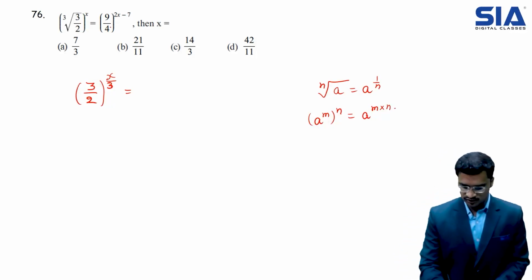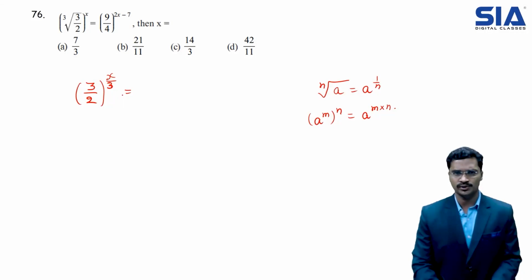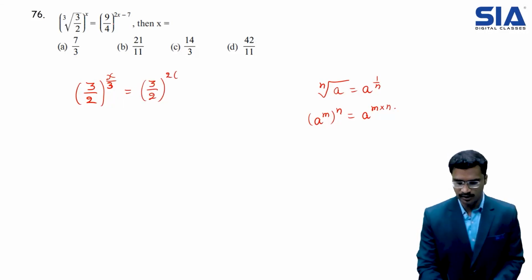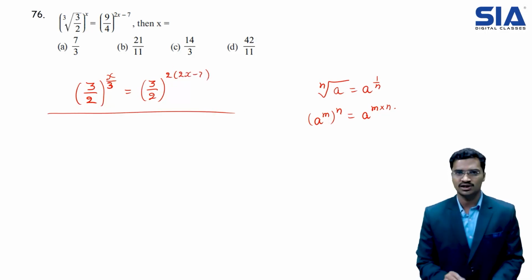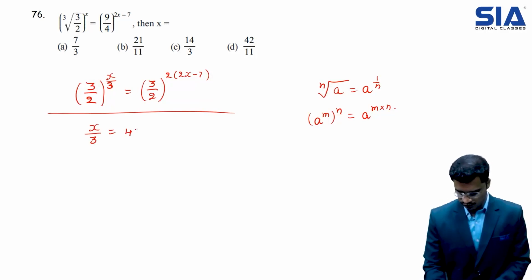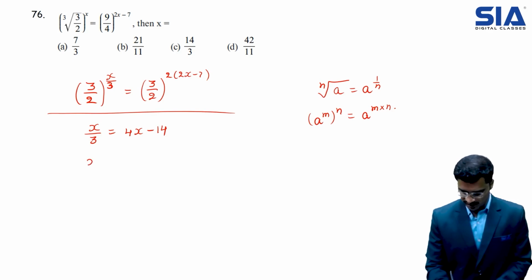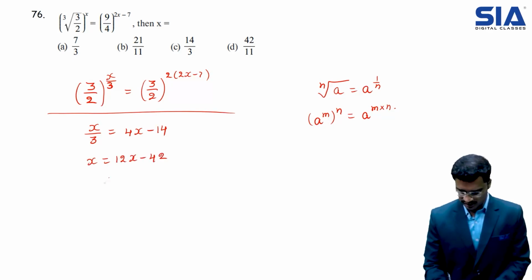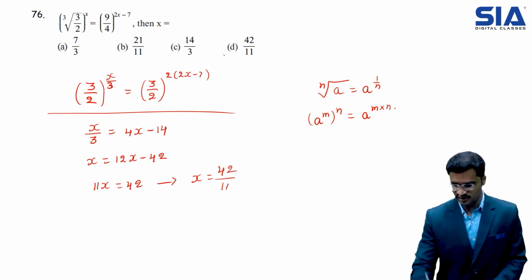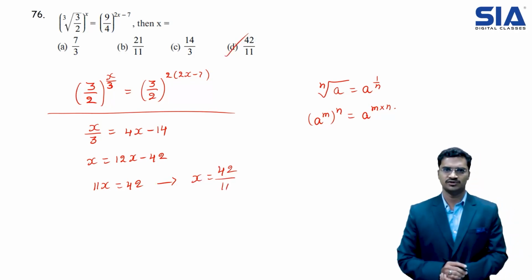Now let us see. So 9 by 4 can also be written as 3 by 2 whole square. But in power we already have 2x minus 7. So if bases are equal, then the powers should also be equal. Then x by 3 is equal to 4x minus 7 twos are 14. Then x is equal to 4 threes are 12x minus 14 threes are 42. Then 11x is equal to 42. Then the value of x is nothing but 42 by 11, which is option D. So our answer is option D, which is 42 by 11.